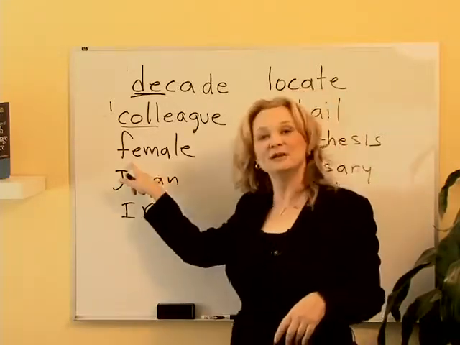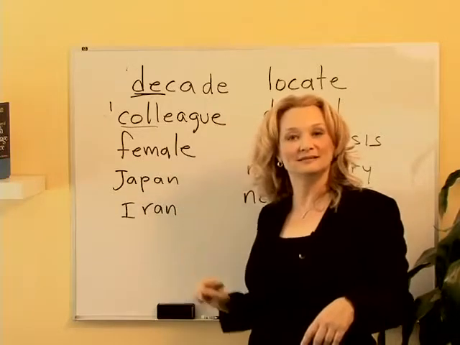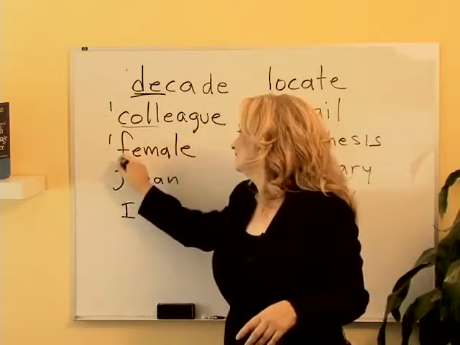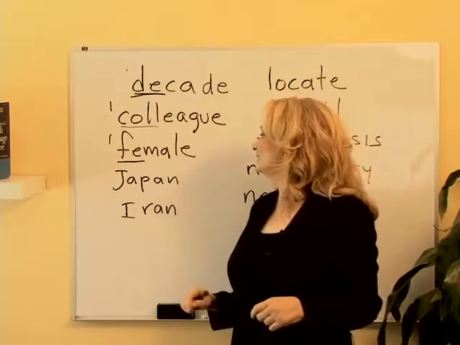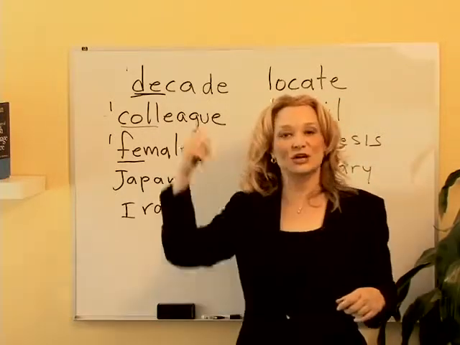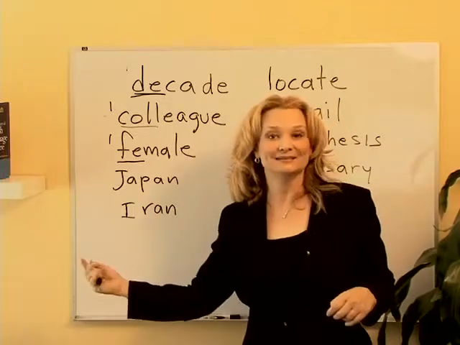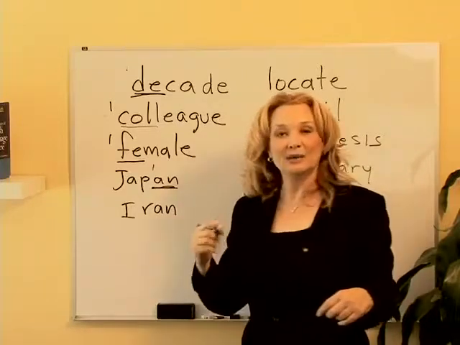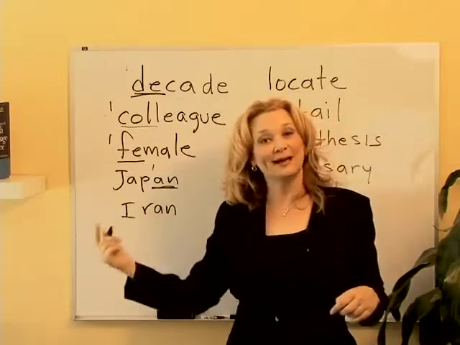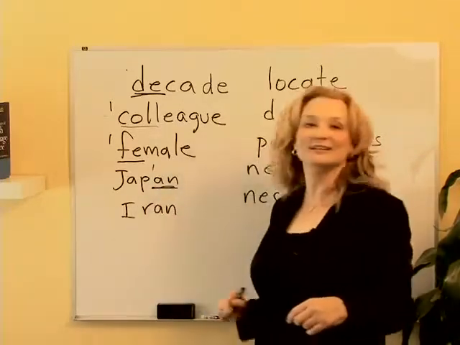Did you say female or female? Once again, it's the first one. Female. Let's look at the next one. Did you say Japan or Japan? In this case, it's the second syllable. I'm from Japan. Let's take a look at the next one.